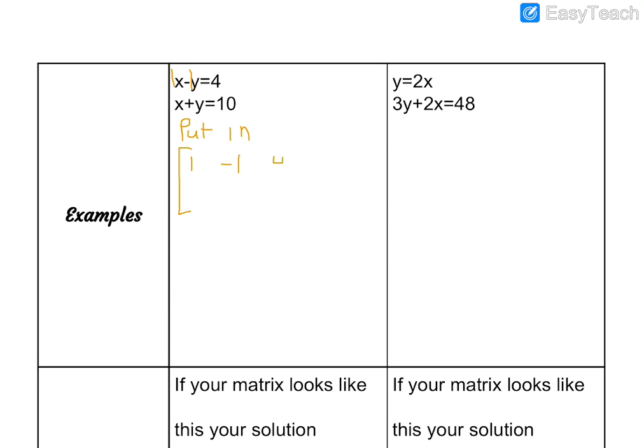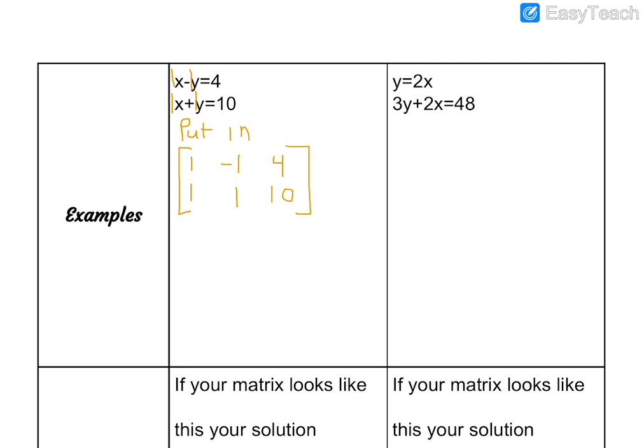And our last number past the equals is a 4, so that goes third. On our next equation, again, the number with the x is 1. The number with the y is also a positive 1. And the constant is a 10. So the biggest thing is making sure this is in standard form first, and then plugging it into the matrix.